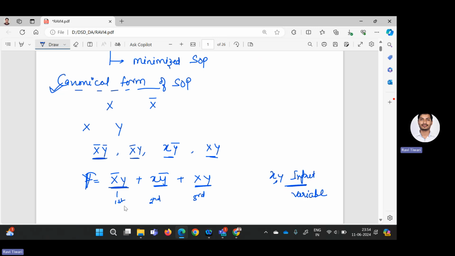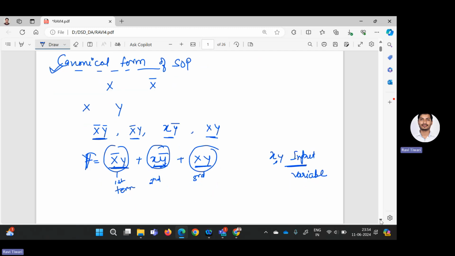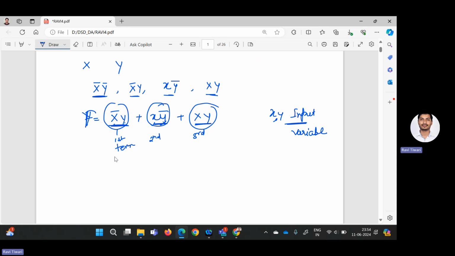Now you see in each term, here in this term we have X, Y. In this term also, we have X and Y. In this term also, we have X and Y. That means if each term has all the input variables, then it is called the canonical form. Simple, right? Now, how to write down the expression? Always remember, canonical SOP is written only when your function value is equal to 1. In case of canonical SOP, the function value should be 1.